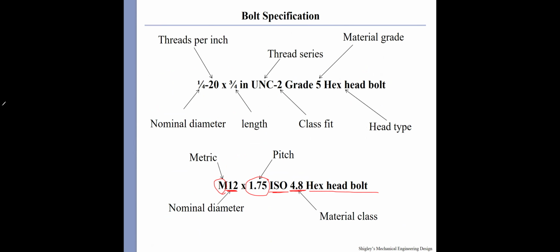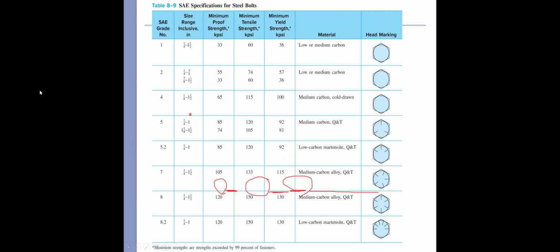Okay, so there's some detail of this number. I'm gonna skip this, okay? But you can check the table here. You can check the table for the grade and the proof strength, the tensile strength, and yielding strength corresponding to different heads. Okay, the screw head.